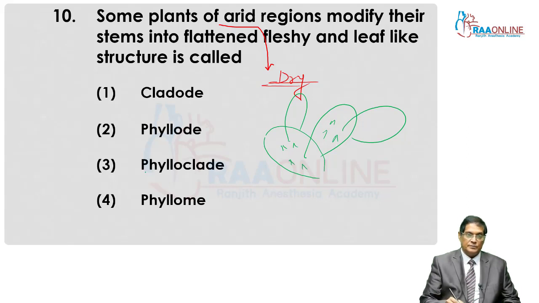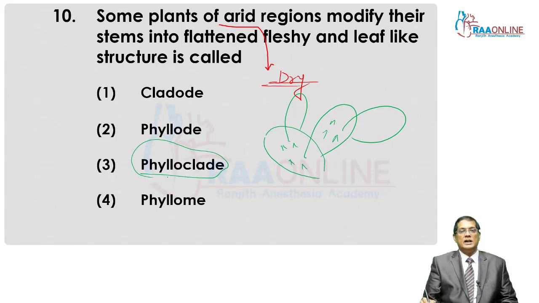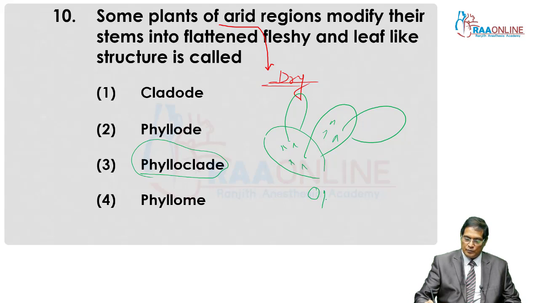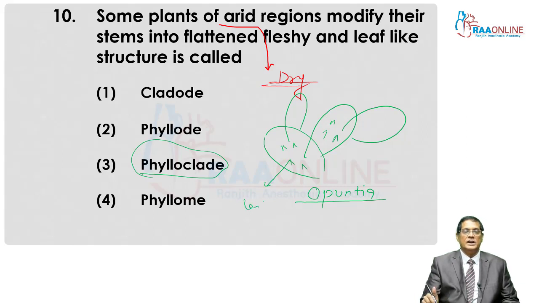This is an example of phylloclade. These are the features of phylloclade. The entire stem becomes a green leaf-like structure. Then it is called phylloclade and it is seen in Opuntia or many cactus. And these spines which are present over the stem are actually modified leaves. Spines are modified leaf, and the leaf-like green fleshy structure is modified stem. That is phylloclade.